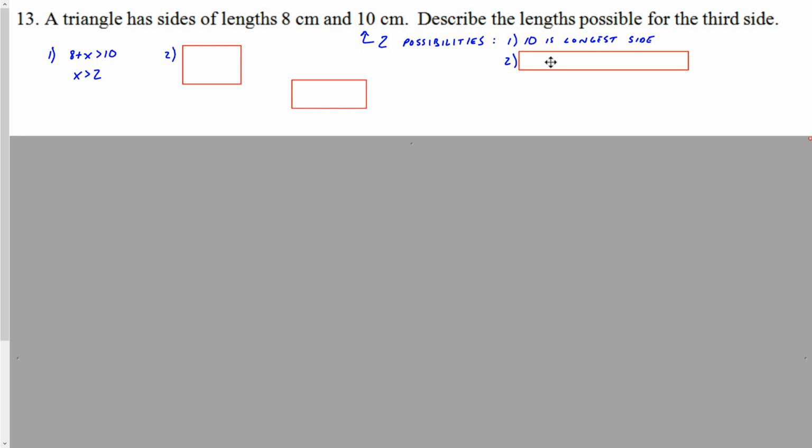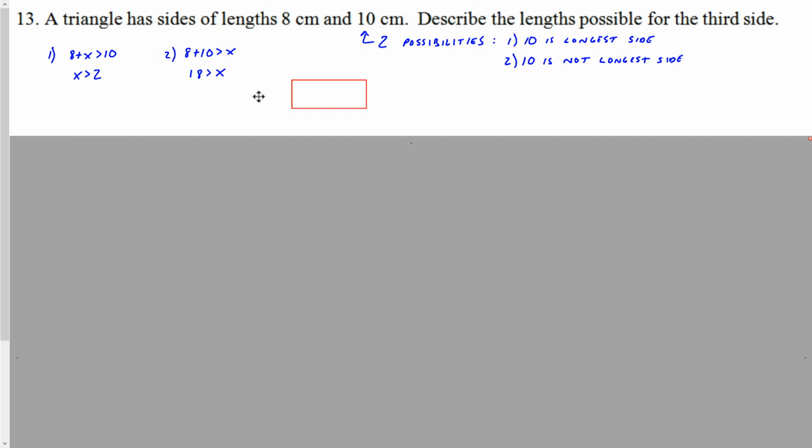The second possibility is that you have to think that 10 is not the longest side. It's one of the shortest two. So that means you'd have to take the 8 and the 10 and add those together and figure that that has to be larger than the third side, which would be your longest side. So 18 is greater than x. So we have x has to be greater than 2, but it needs to be less than 18.